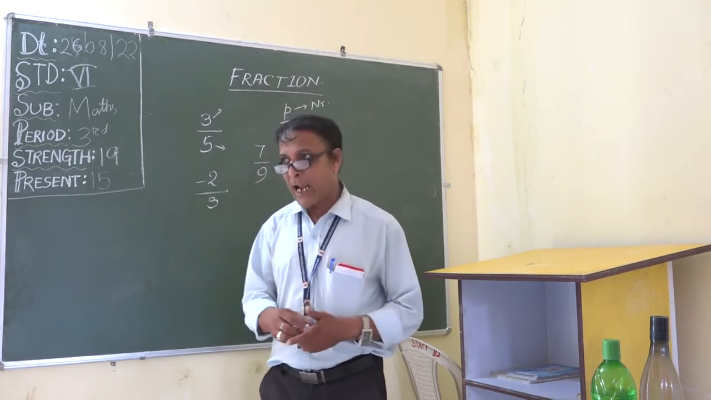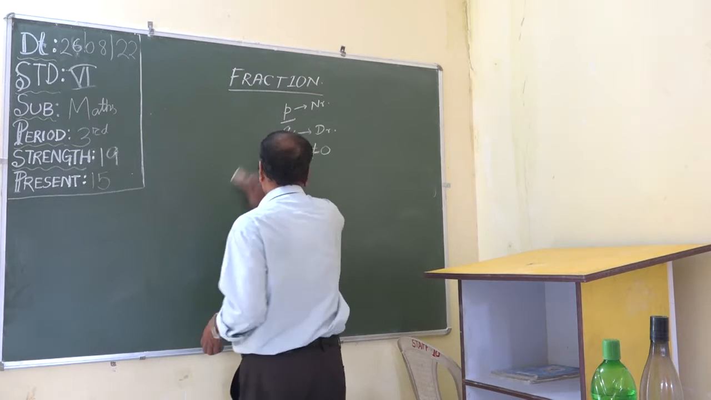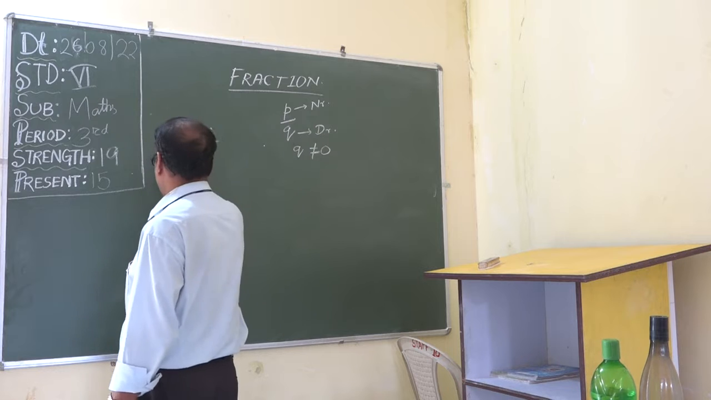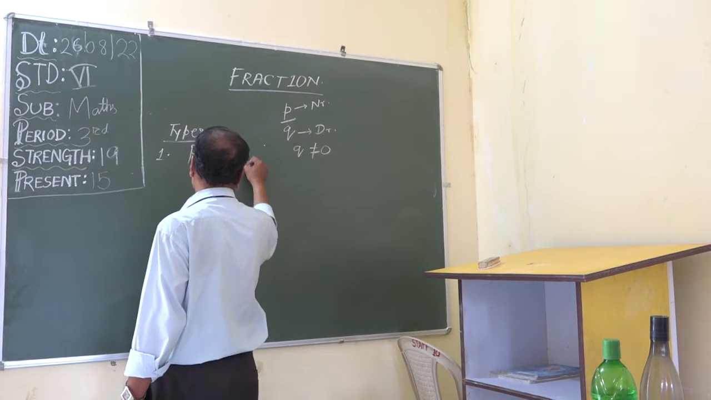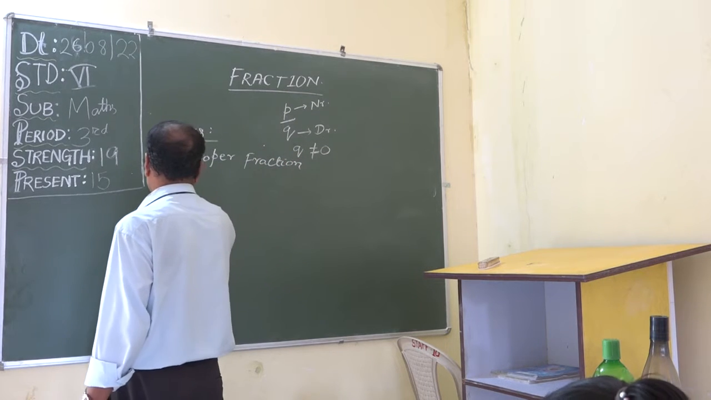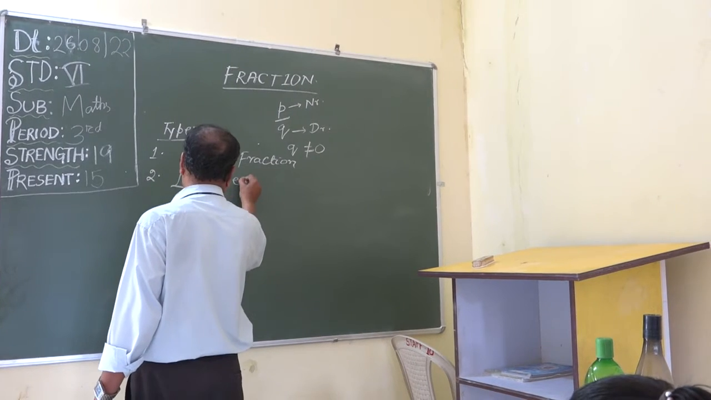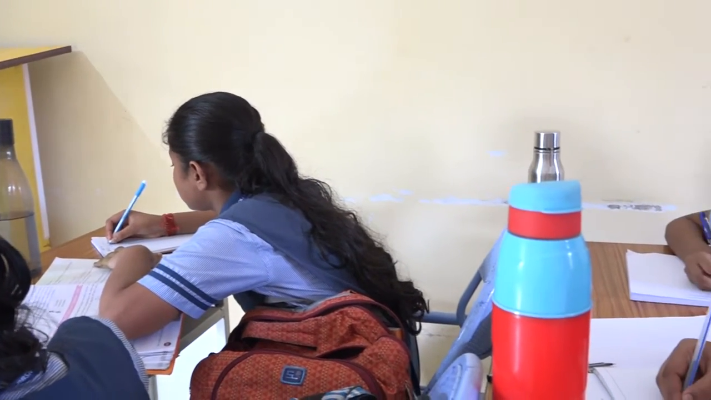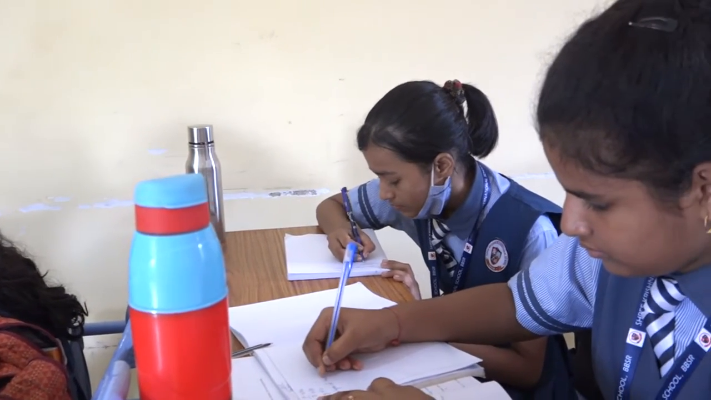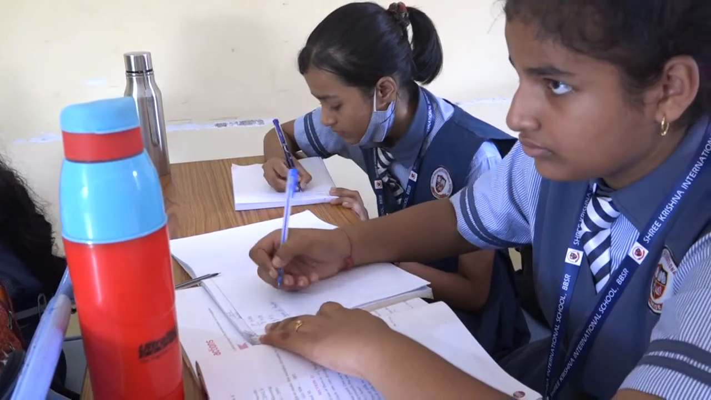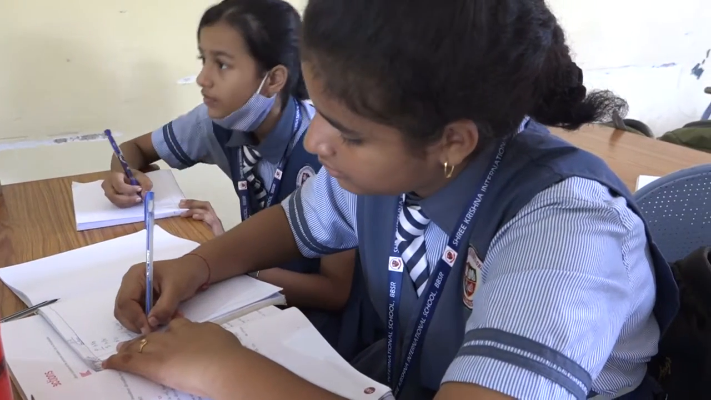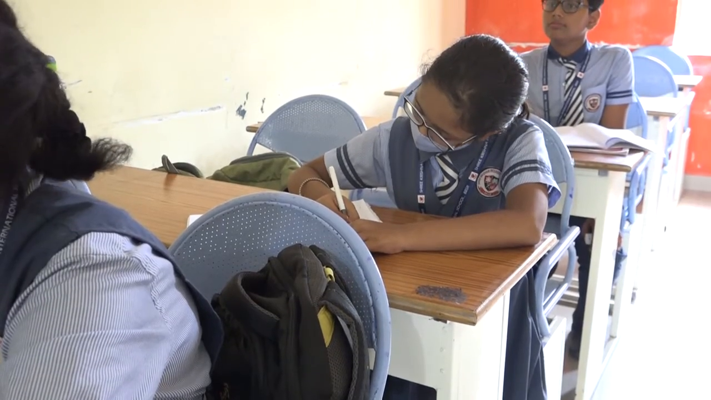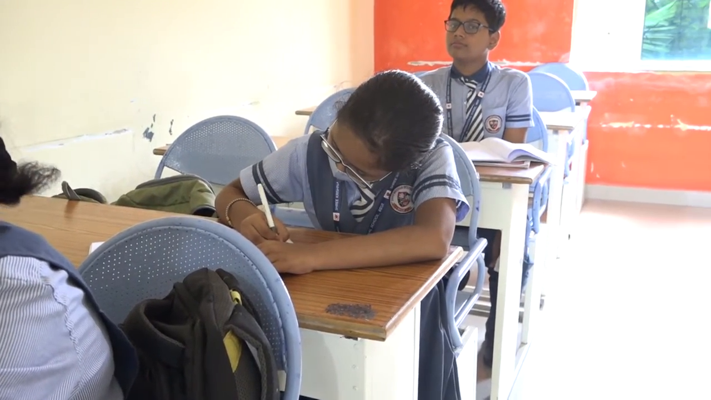Now, how many types of fractions are there? There are mainly three types of fractions. One is proper fraction, second is improper fraction, and third is mixed fraction. So there are three types of fraction: proper, improper, and mixed. What is a proper fraction? In a fraction, if the numerator is smaller than the denominator, then it is called a proper fraction.